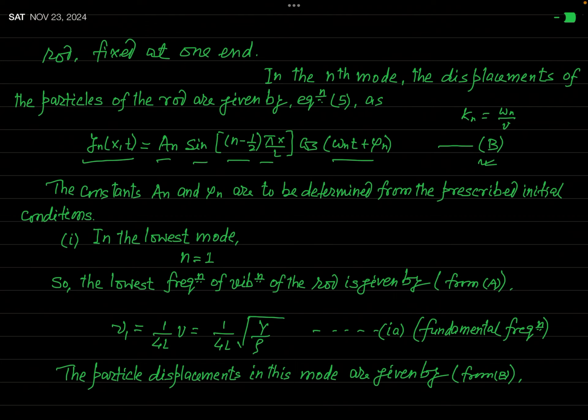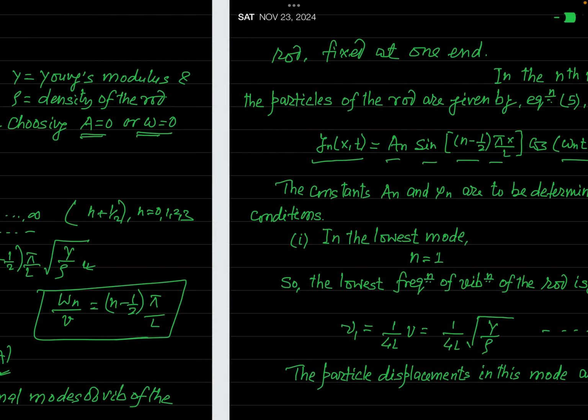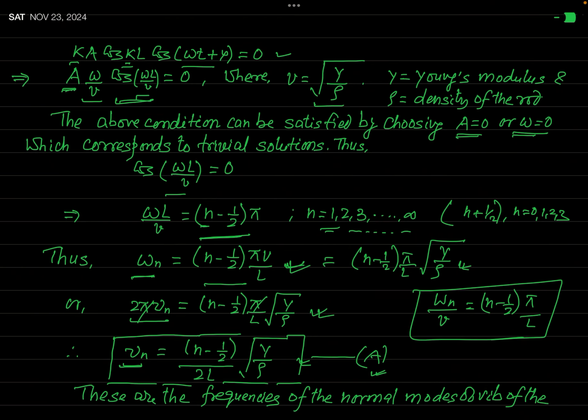Now let us see the different cases, different situations. First of all, we are thinking about what will be the lowest frequency present in this vibration of the rod. If your aim is to find the lowest frequency, you have to take the least value of this n. And you know, the least value of n is what? This is 1. When you take n plus half, then the least value will actually be 0. But when you take n minus half, the least value is 1. So when you take n equal to 1, you will get the lowest frequency of vibration.